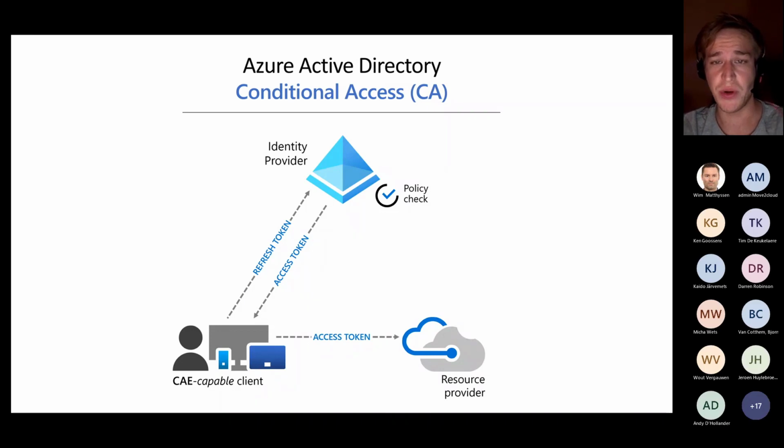The user logs in and requests a policy check from Azure AD, and Azure AD responds with an access token. And you can use this access token to log into any resource provider available. And this token is valid for 1 hour. So once you logged in, you got your policy check, you're good to go, and you can log into, for instance, the web app or the Office applications.